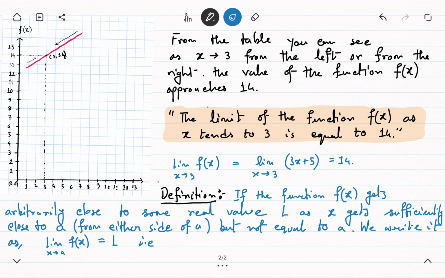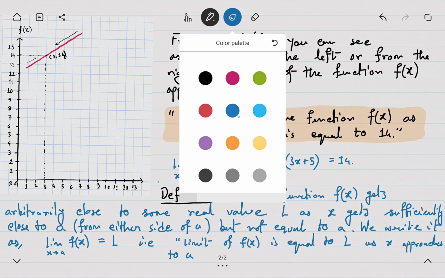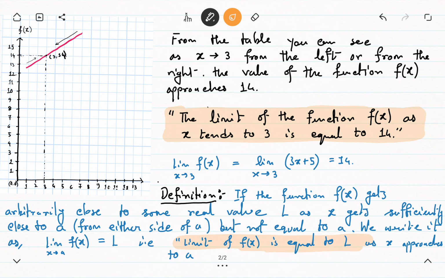We can write and say that the limit of f of x is equal to L as x approaches A. So let me highlight this. Okay, so this is important.